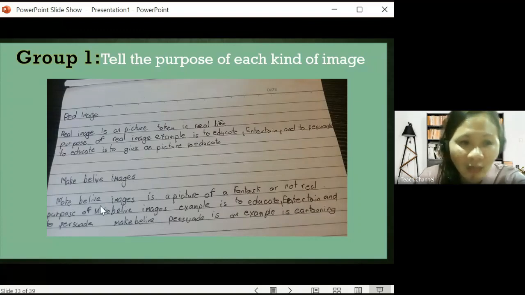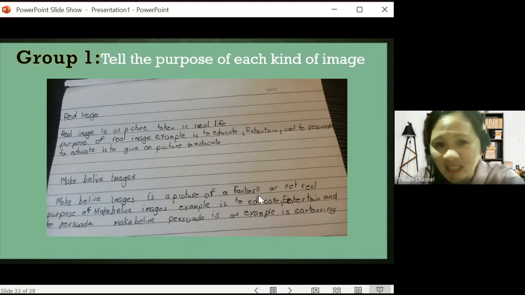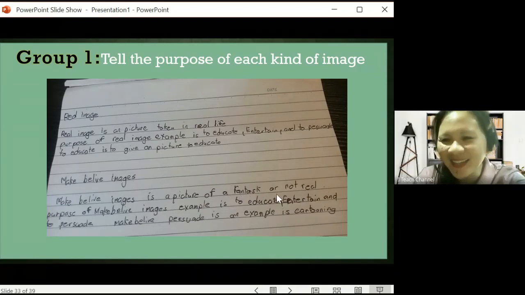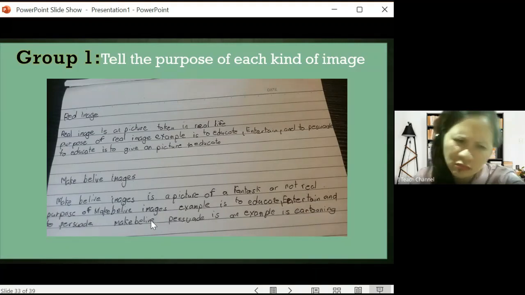All right, next one. Make believe images is a picture of fantasy. The fantasy, this must be letter Y, okay? It's okay. And not real. Then period. You are going to write the purposes of make believe. This must be small letter. The make believe images are to educate, the entertain must be small letter, and to persuade. Then period. Make believe can persuade.